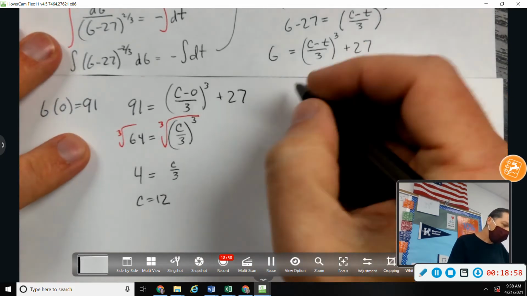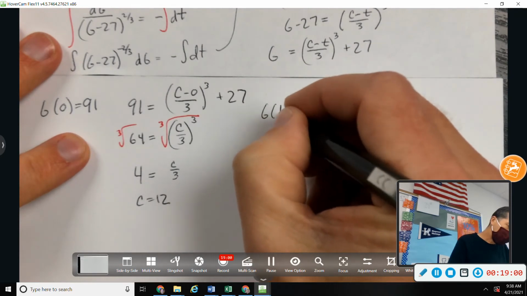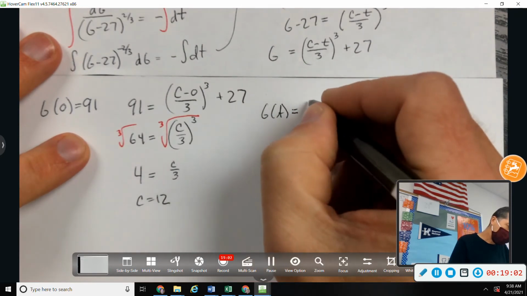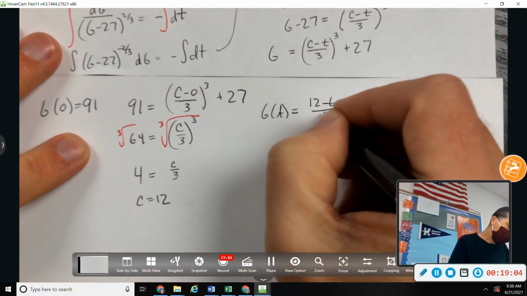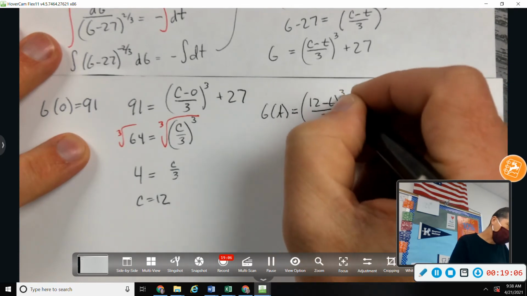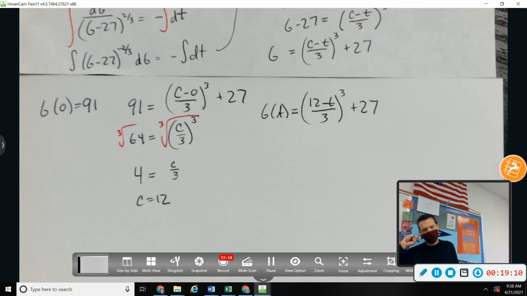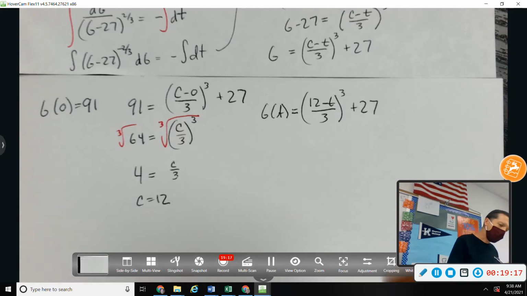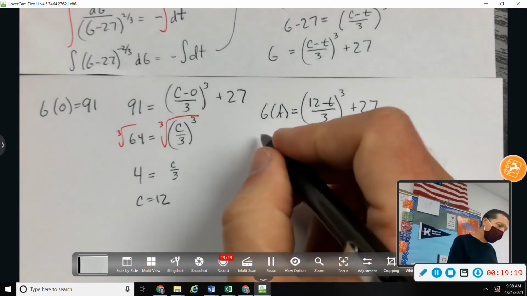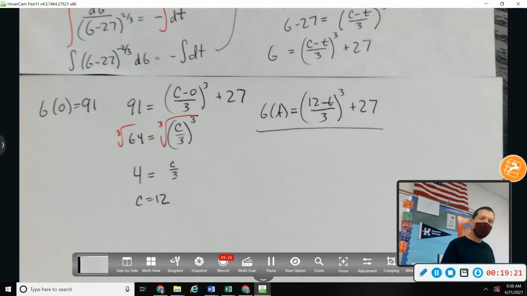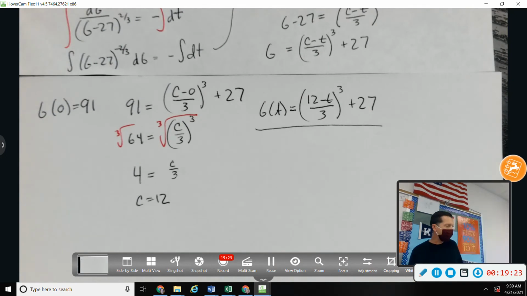So that means g of t equals (12 minus t) over 3, cubed, plus 27. So that's one of my answers. I don't have to box it. Maybe you want to underline it to draw their attention to, that's one of my answers.